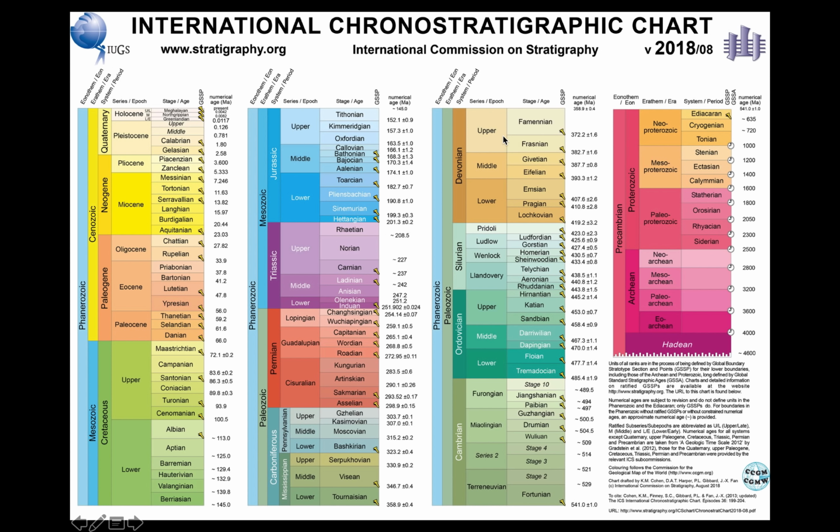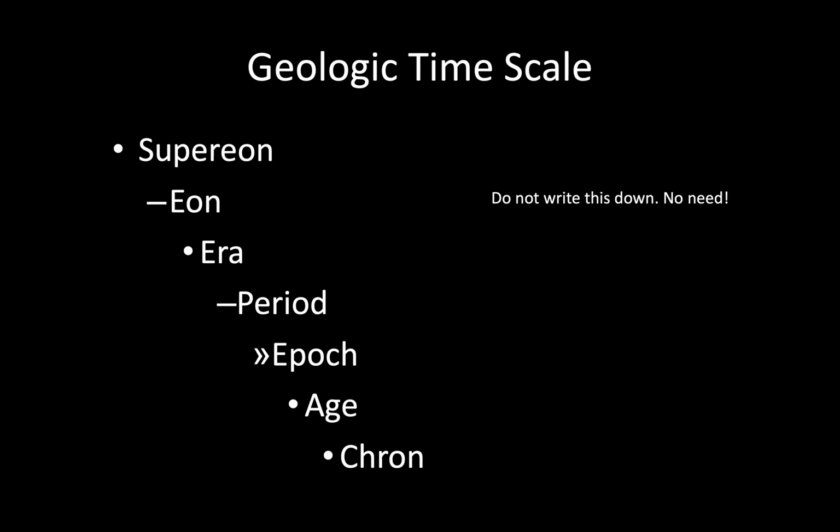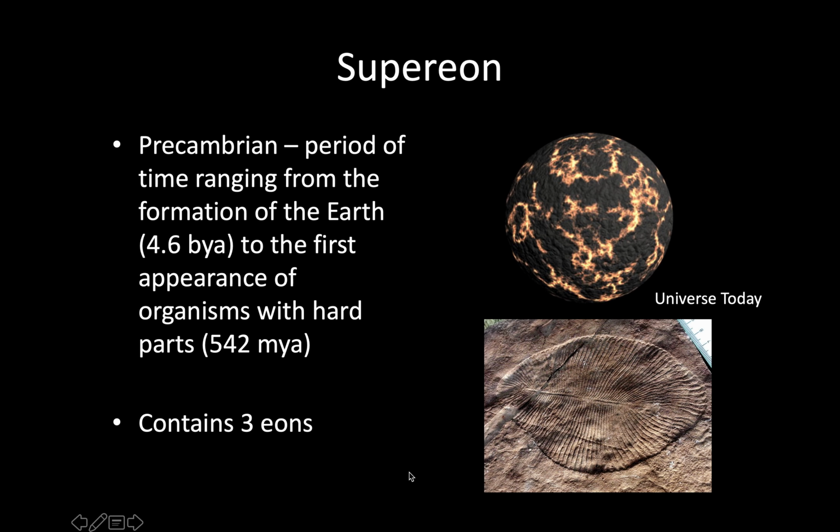If you look at this, you see words unfamiliar to you like Ordovician, Cambrian, Silurian, Devonian, Hadean, Archean, Paleoproterozoic. Big, weird words. All of these are based on changes we see, generally in the fossils. Do not write this down, there is no need, but I'm going to go through it with you really quickly. The largest unit of time is a super eon, then eon, era, period, epoch, age, chron.